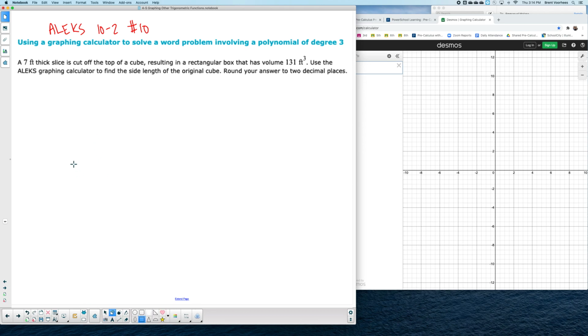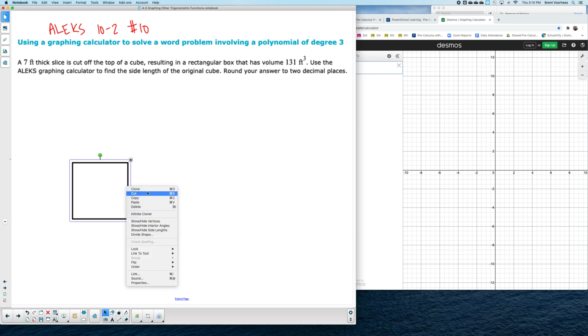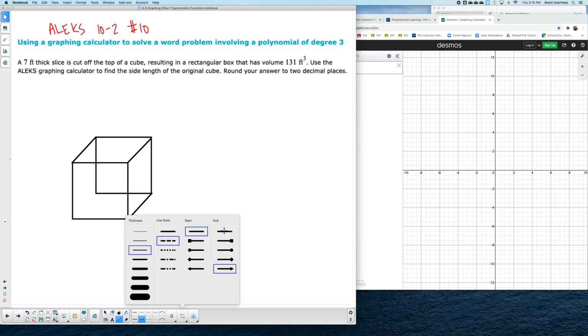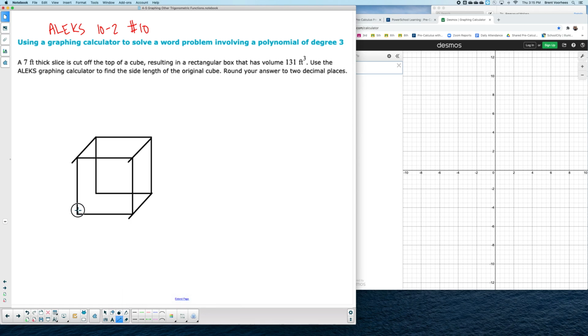So we have a cube. I'm going to use the tool there to clone this, so I should have two that are perfectly lined up in length. And these are going to connect like so: this corner here, this corner here, this corner here. And I'm going to use dotted lines to represent the back side. So that's kind of the idea of what's going on.